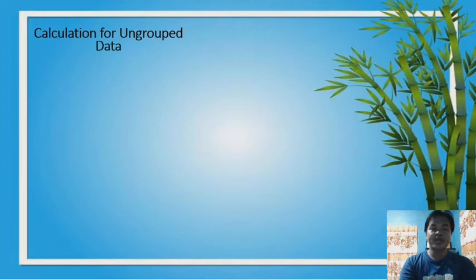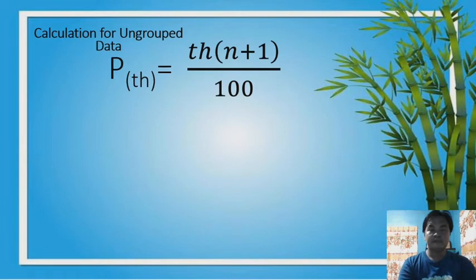Calculation for ungrouped data. The percentile from ungrouped data could be calculated from the following formula. P is equal to n plus 1 over 100. So, kung mapapansin ninyo, nilagyan ng TH after the P symbol, and TH naman before the n plus 1.